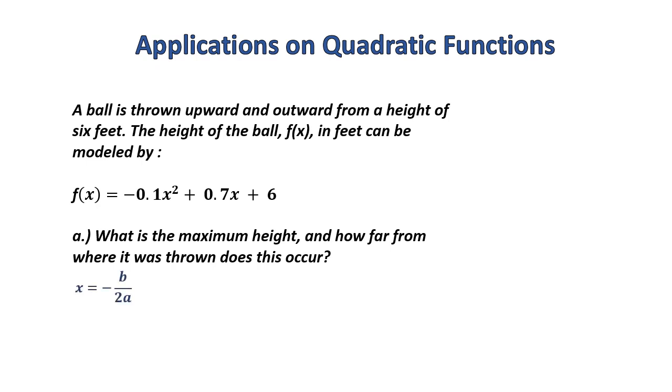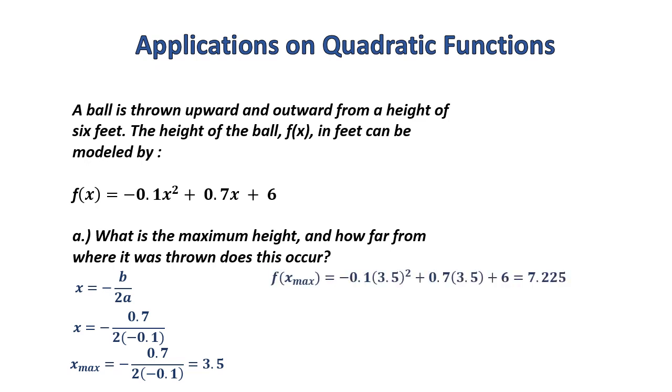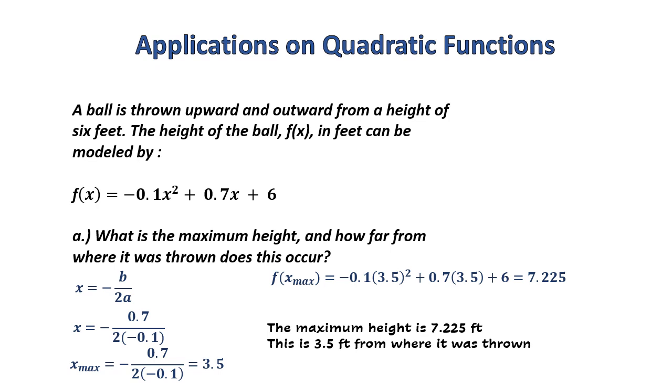Now, the maximum height occurs at the x of the vertex. So x of the vertex is negative b over 2a, and that's going to be 3.5. Therefore, to find y maximum, substitute that x in your function, and it's going to be 7.225. Therefore, the maximum height is 7.225 feet. That's 3.5 feet from where it was thrown.